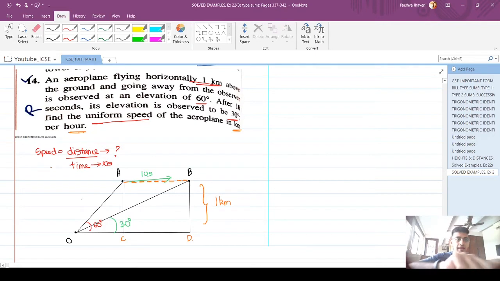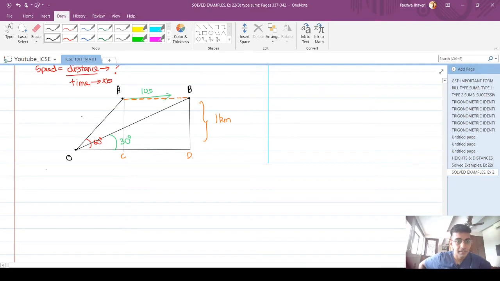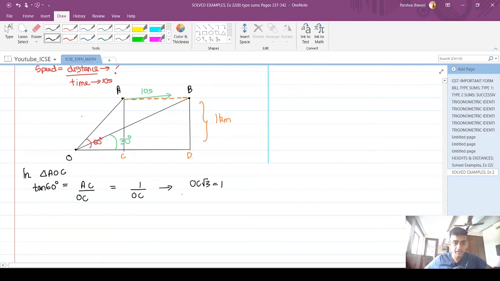Alright. Next. Now it's very easy to solve the sum. We just have to use some basic trigonometry. In triangle AOC, alright, let's do tan 60 degrees. Tan 60 degrees is nothing but AC upon OC. AC is 1 upon OC. So tan 60 degrees is root 3, which is equal to 1 upon OC, or OC is equal to 1 upon root 3. What is the unit? km.